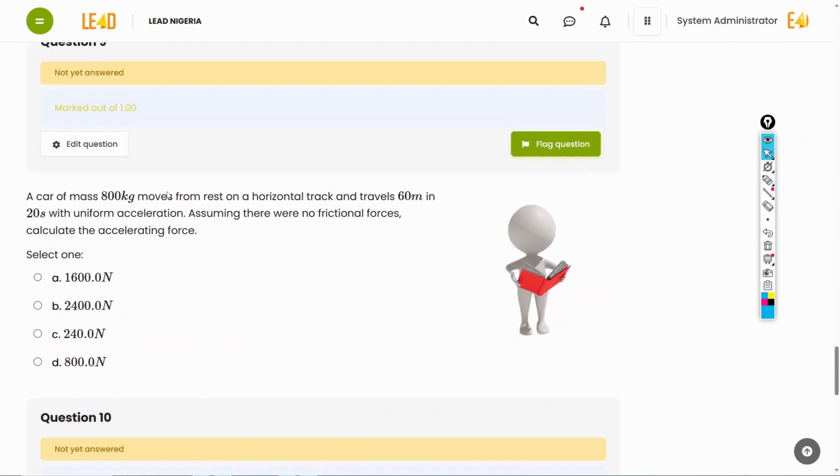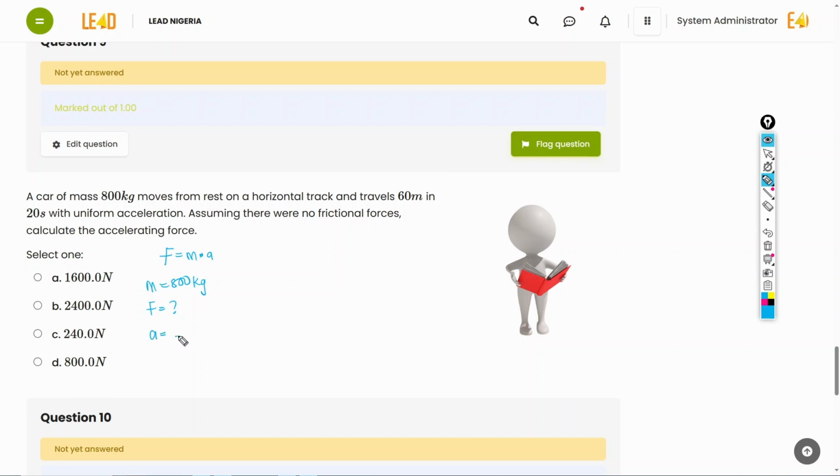All right, next one, question 9 says, a car of mass 800 kg moves from rest on a horizontal track and travels 60 meters in 20 seconds with uniform acceleration. Assuming that there were no frictional forces, calculate the accelerating force. Okay, so that force will be equal to F = ma, mass times acceleration. We have the mass at 800. We are looking for the force.